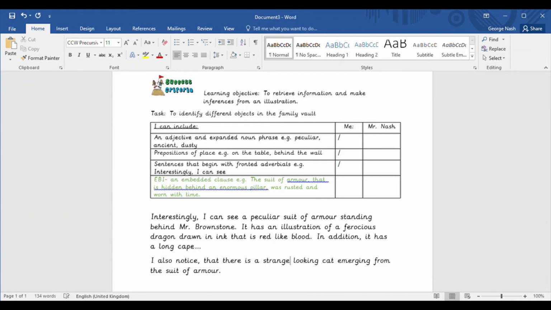Let's look closely at it. How could we describe that cat? Is it cute? Is it beautiful? So think about the appropriate word. I'm going to go strange because I've never seen a cat coming out of a suit of armour before. Maybe it's not even a cat. Maybe it's a kitten. A strange looking kitten emerging from the suit of armour.